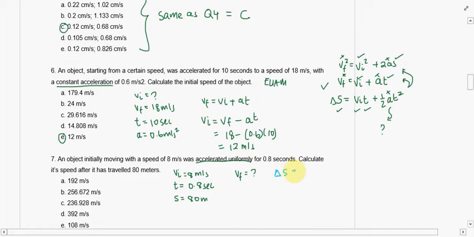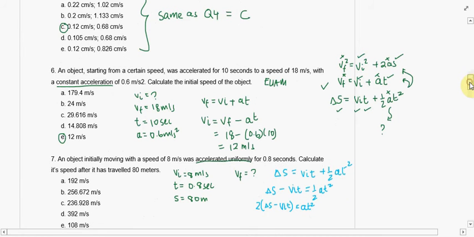So the change in displacement is equal to Vi t plus 1/2 A t squared. The first thing I do is get this Vi t to the other side. So it's the change in displacement minus the initial velocity times time is equal to 1/2 A t squared. To get rid of this half, I'll multiply both sides by 2, so this becomes 2 times (S minus Vi t) is equal to A t squared.